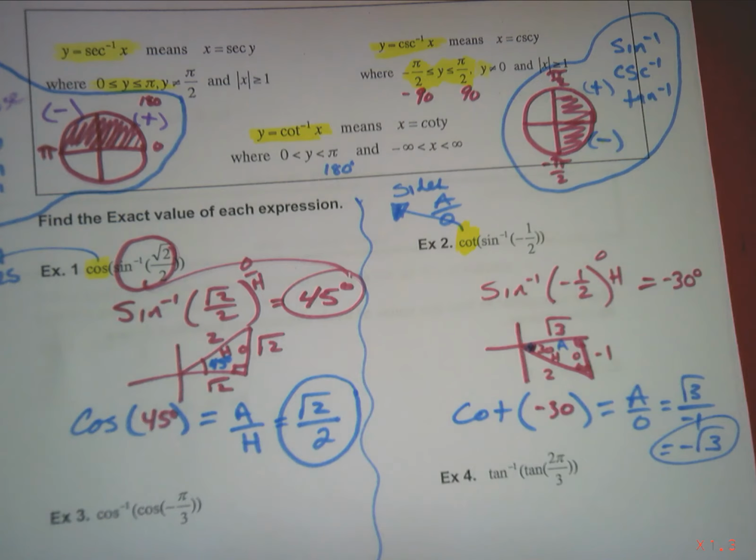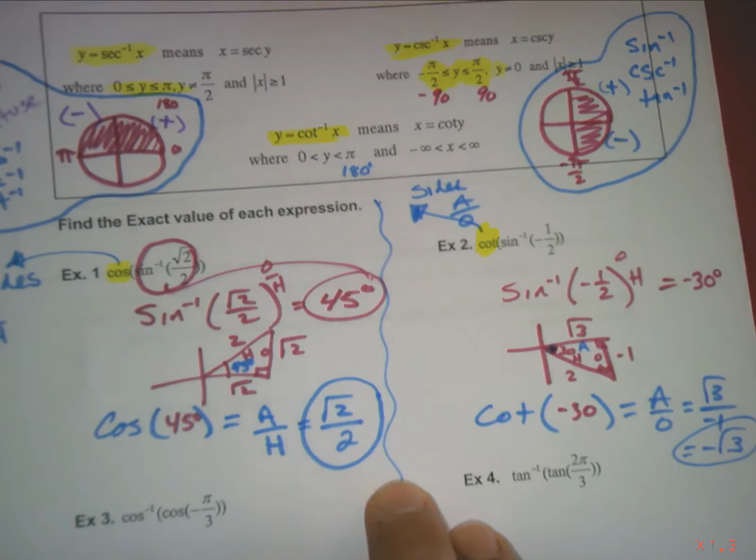Okay, so again, I got my ratio of sides. I got A over O, which simplifies to -√3. So it's not too bad. This is kind of mixing chapter 6 stuff in with chapter 7.1 stuff. And that's pretty much what we got in examples 3 and 4, but now they're flip-flopping.